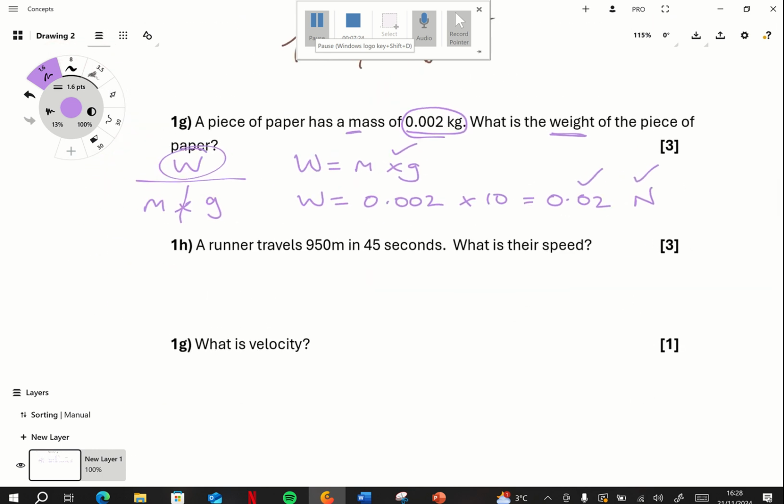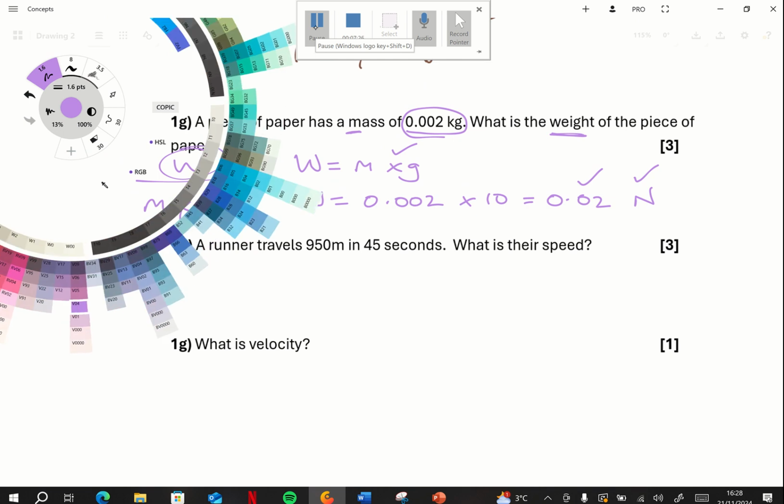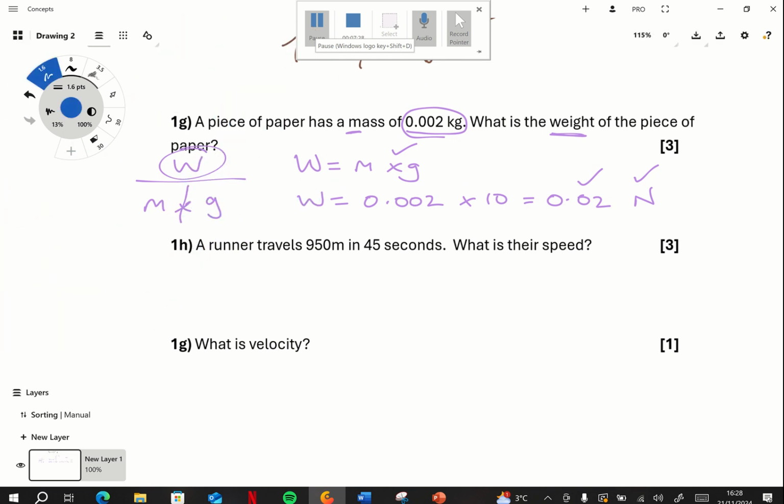And we've got the last little parts on this, tying it all up. Let's change to that pretty blue there. It says a runner travels 950 metres. Beautiful. Don't need to change it. 45 seconds. Beautiful. Don't need to change it. What's their speed? So I've got a distance, I've got a time, and it wants the speed.